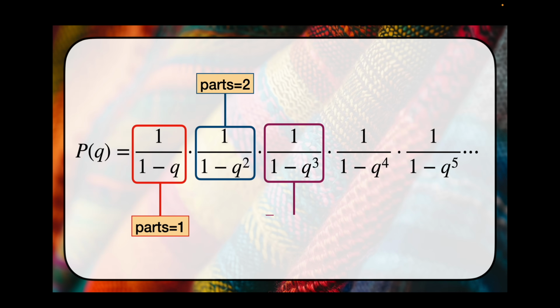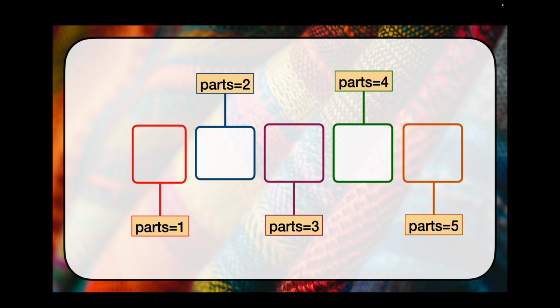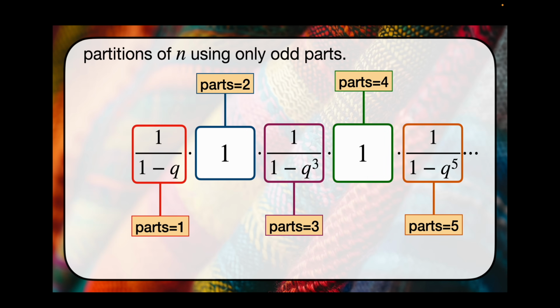So we've got this 1 over 1 minus q cubed, that's parts equal to 3. This 1 over 1 minus q to the 4th is the parts equal to 4. And finally, this 1 over 1 minus q to the 5th is parts equal to 5. This is an infinite product, so this allows for any types of parts in our partition. Now, the first thing we can do to make a simple restricted partition generating function is to look at partitions of n using only odd parts.